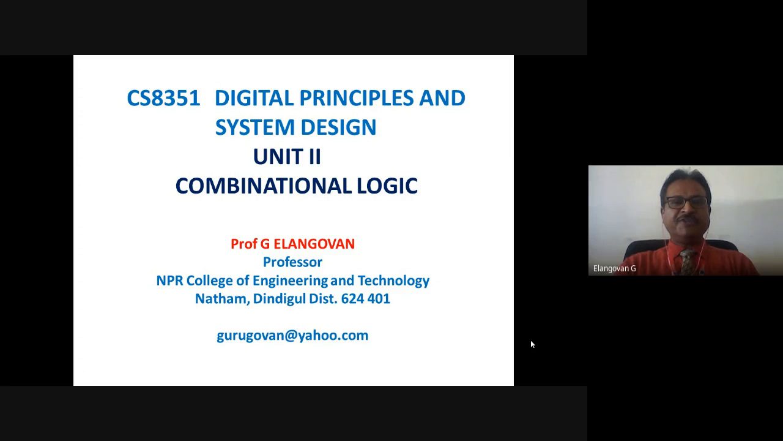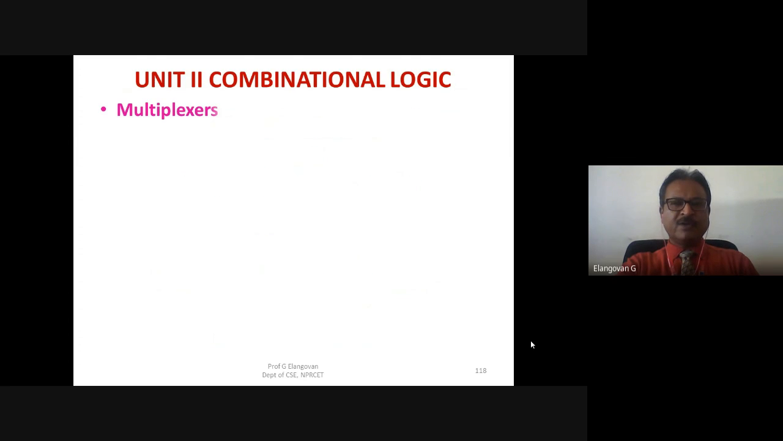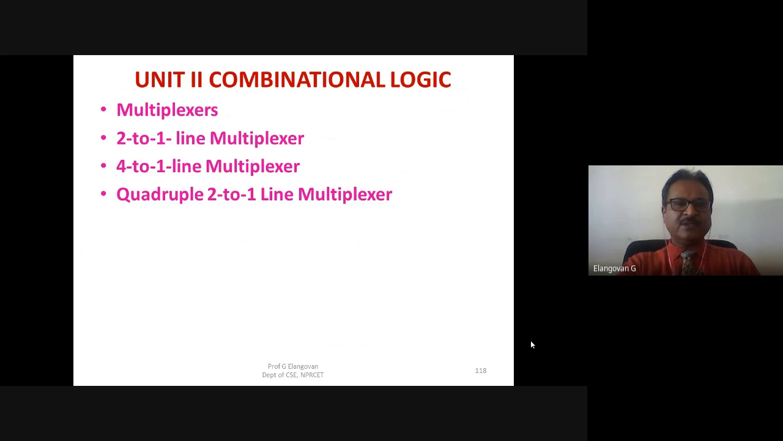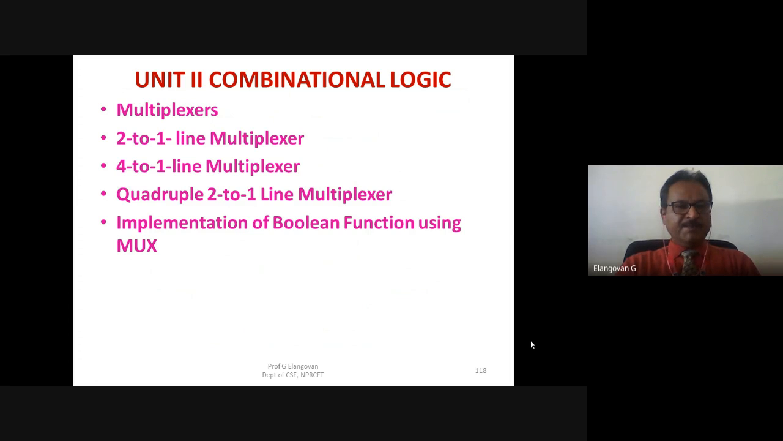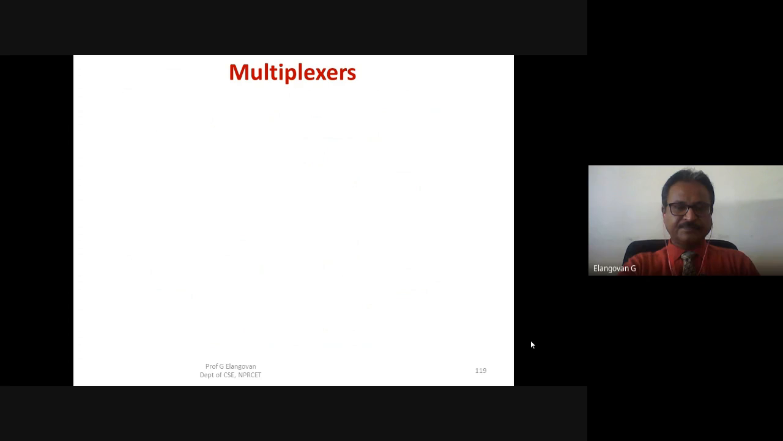You are watching the video series of CS 8351 Digital Principles and System Design, and today's video is for Unit 2, Combination Logic, under which today's topic is multiplexers. In multiplexers, we are going to see about 2 to 1 line multiplexer, 4 to 1 line multiplexer, quadruple 2 to 1, and implementation of Boolean function using multiplexers.